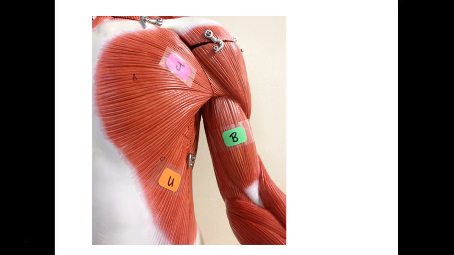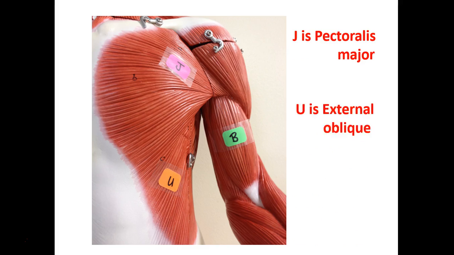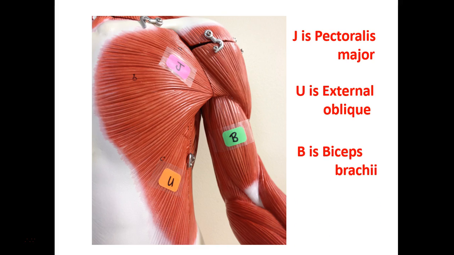And then finally, big U. Big U is pointing to a muscle that's running at a diagonal. So what muscle do you think big U is? Mark that on your station 2 chart. Did you get them correct? Big J is pectoralis major, big U is external oblique, and big B is biceps brachii.